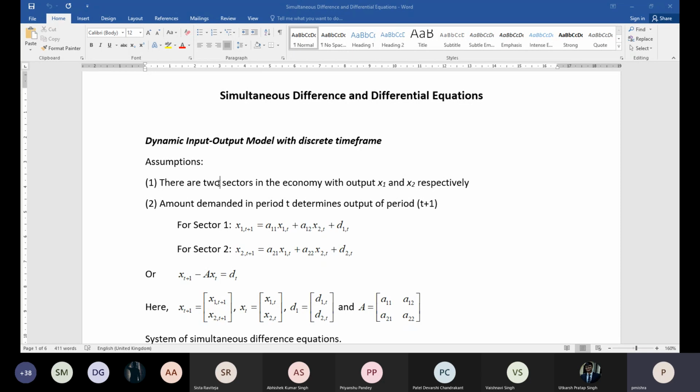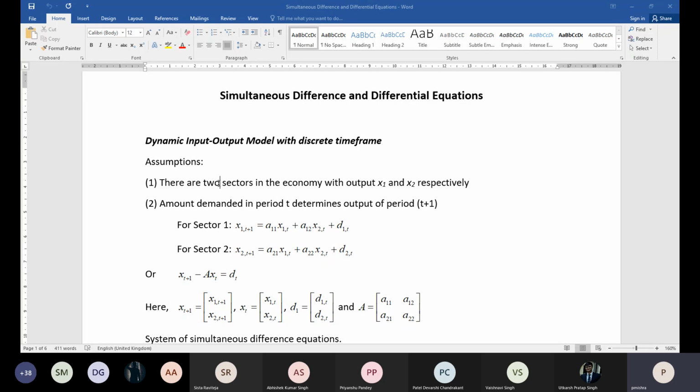I'm also assuming that output of one sector is partly used for further production in that sector and also for production in other sectors, and the rest is used for final demand. So X1t+1 is equal to A11 X1t plus A12 X2t plus D1t. And you know what A11, A12, A21 and A22 are. I am not discussing that.